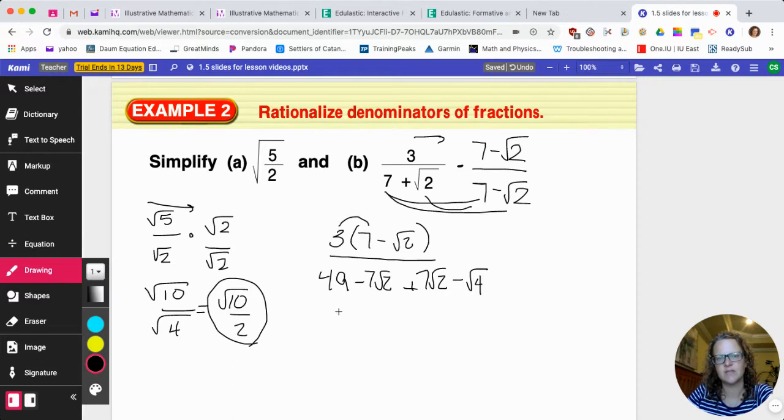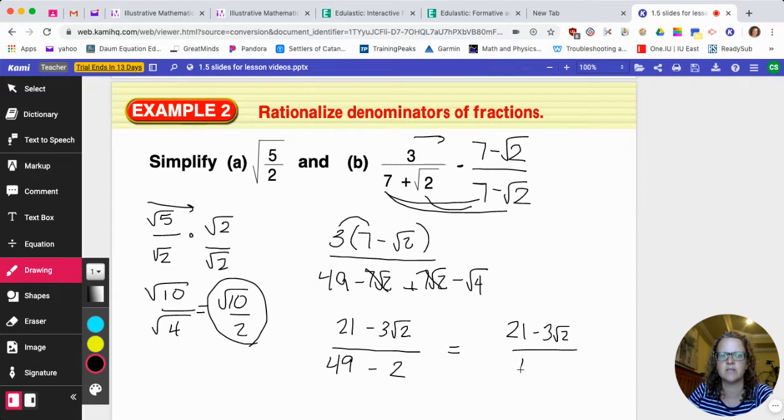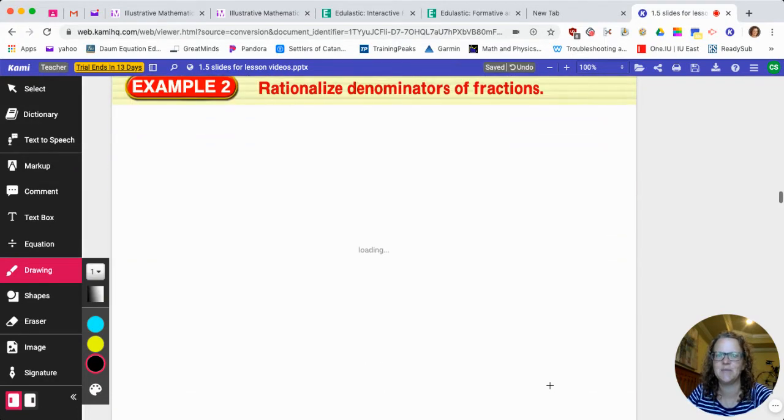Let's go ahead and distribute this. 3 times 7 is 21, minus 3 root 2, over 49. These cancel, minus 2, because root 4 is 2. 21 minus 3 root 2 over 49 minus 2 is 47. Got it? Okay. Oh, we had more space.